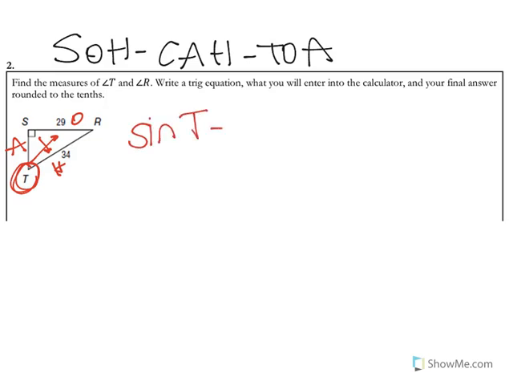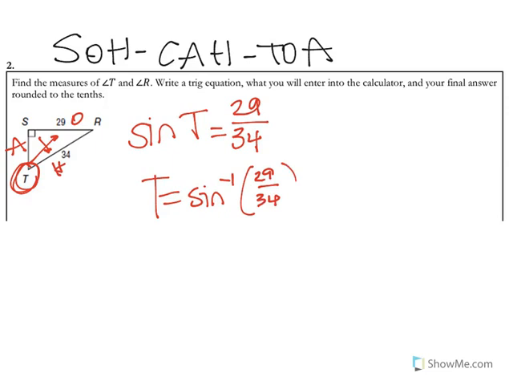So I'm going to do sine. Sine of T equals opposite 29 over hypotenuse 34. In order to find T, T is equal to the inverse sine of 29 divided by 34. And we can type that directly into your calculator. Second sine 29 divided by 34, end parentheses. That's going to give me T equals 58.5 degrees.